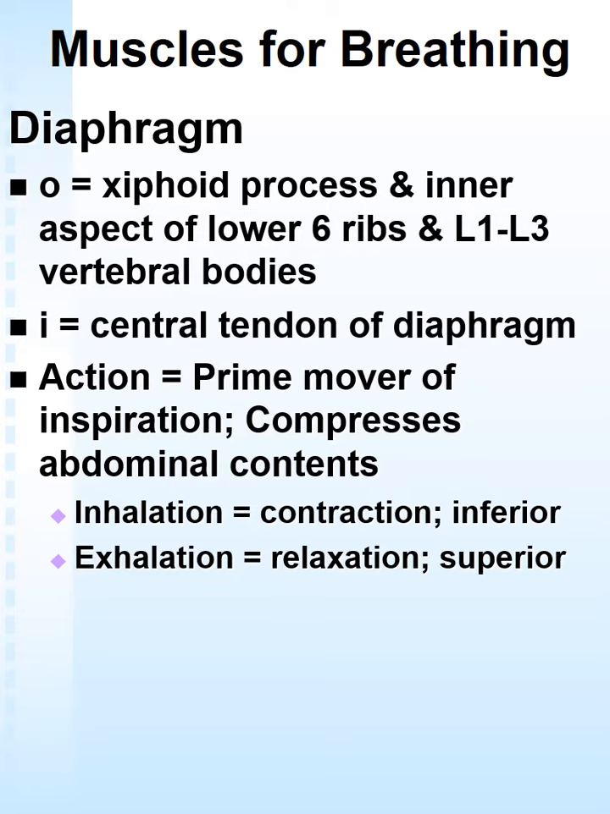When the diaphragm contracts, the central tendon is pulled inferiorly toward the abdominal cavity, thus increasing the vertical dimensions of the thoracic cavity. As it compresses the abdominal cavity, it also increases the intra-abdominal pressure, which is necessary for events such as urination, defecation, and childbirth.